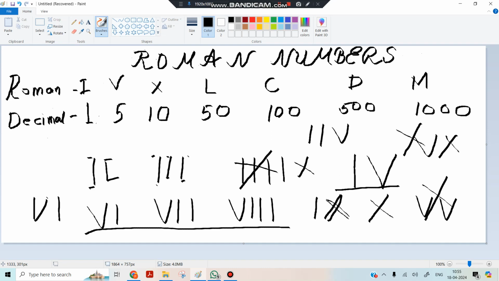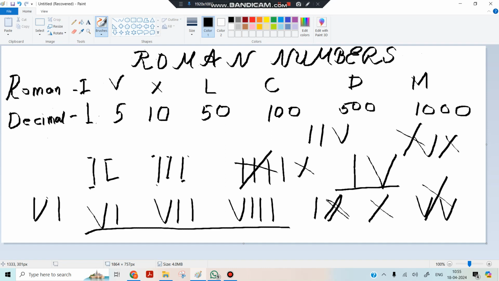Okay. Now, once you know the rules, check your understanding. Can X be subtracted from 1 or from I? Can we subtract 10 from 1? The answer is no, we cannot. Why? Because there was a rule that we can only subtract a number of a smaller value. Now X is 10, which is a bigger value than 1. So obviously we cannot subtract X from 1.